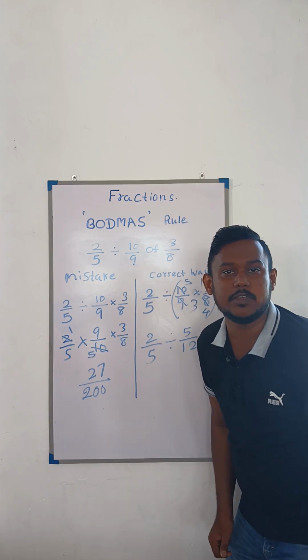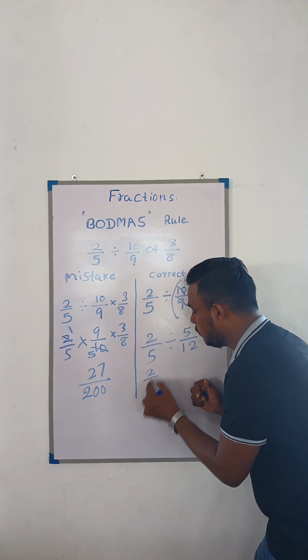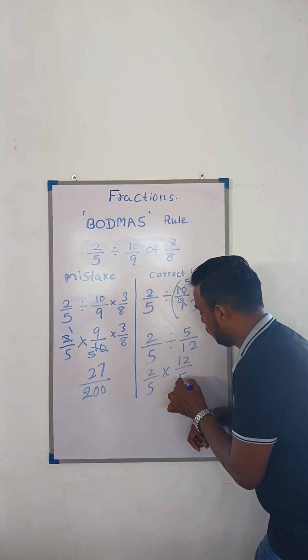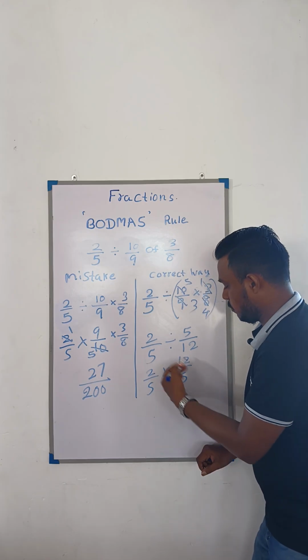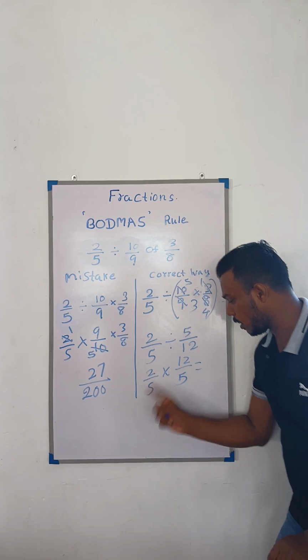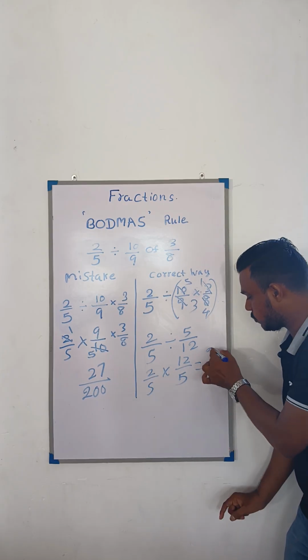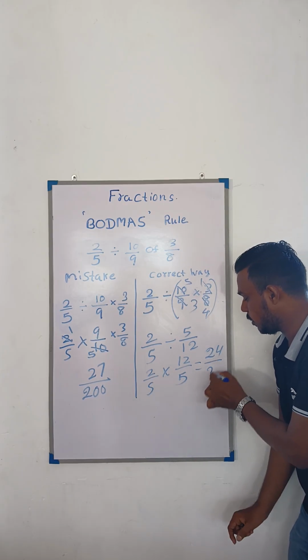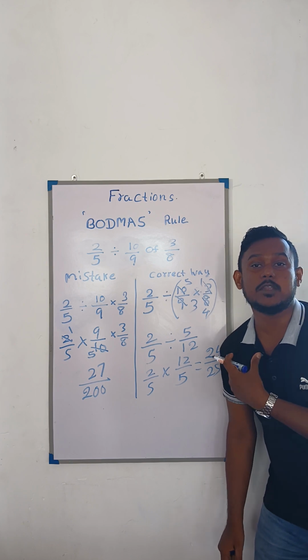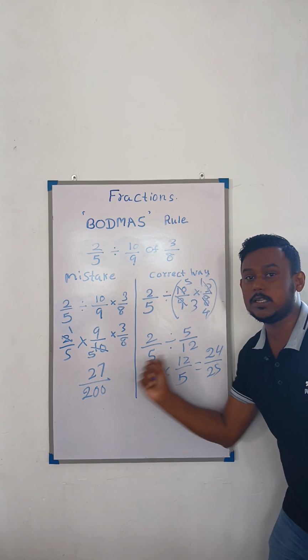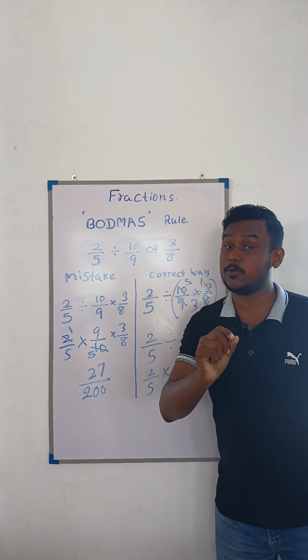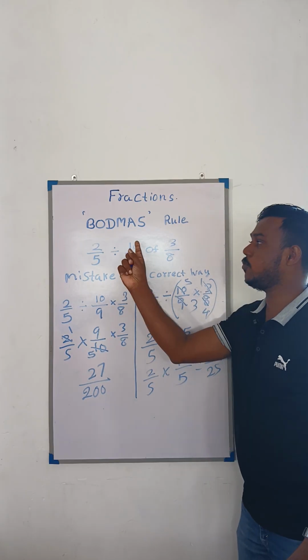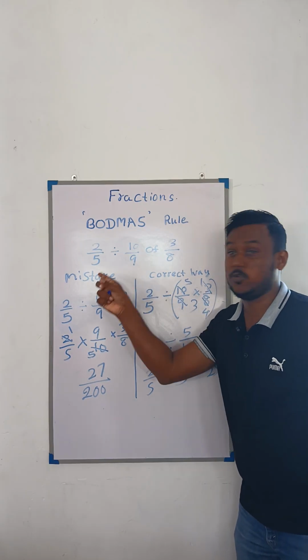Now you can do the division. So take the reciprocal. You can't simplify it further, so you can't cut it further. So it is 2 into 12, which is 24. 5 into 5, which is 25. So your answer is 24 over 25, children. Did you see the difference here? So from here onwards, make sure that you use your BODMAS rule correctly, not like this.